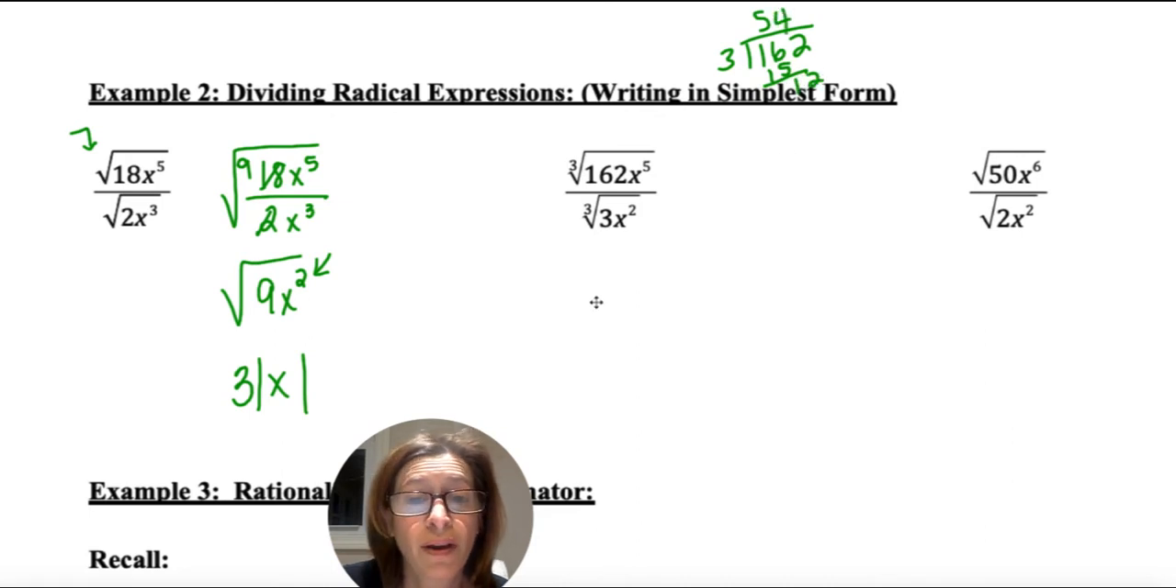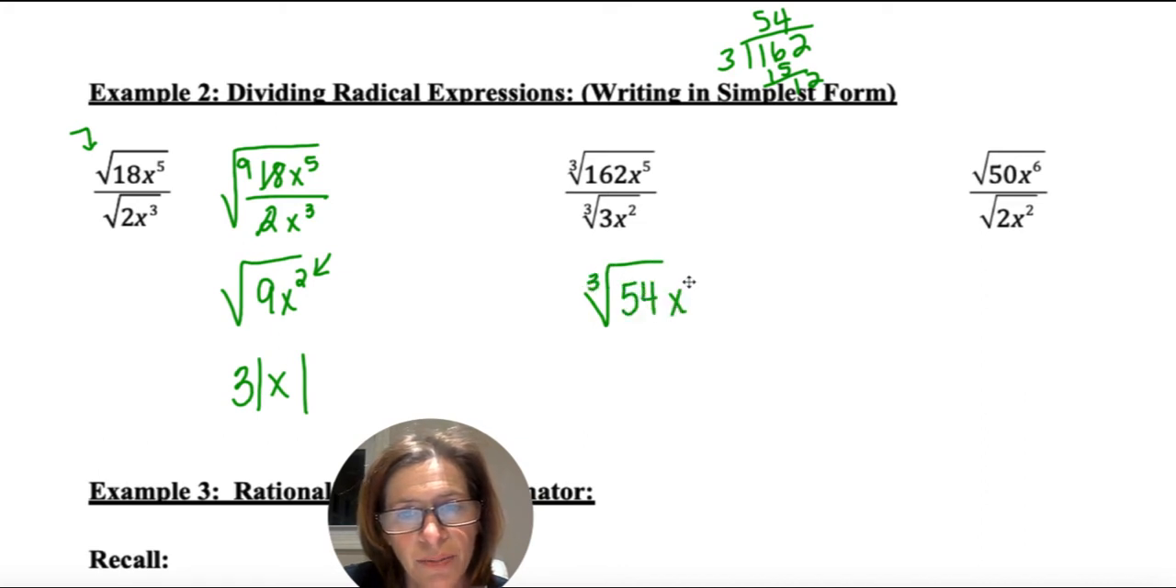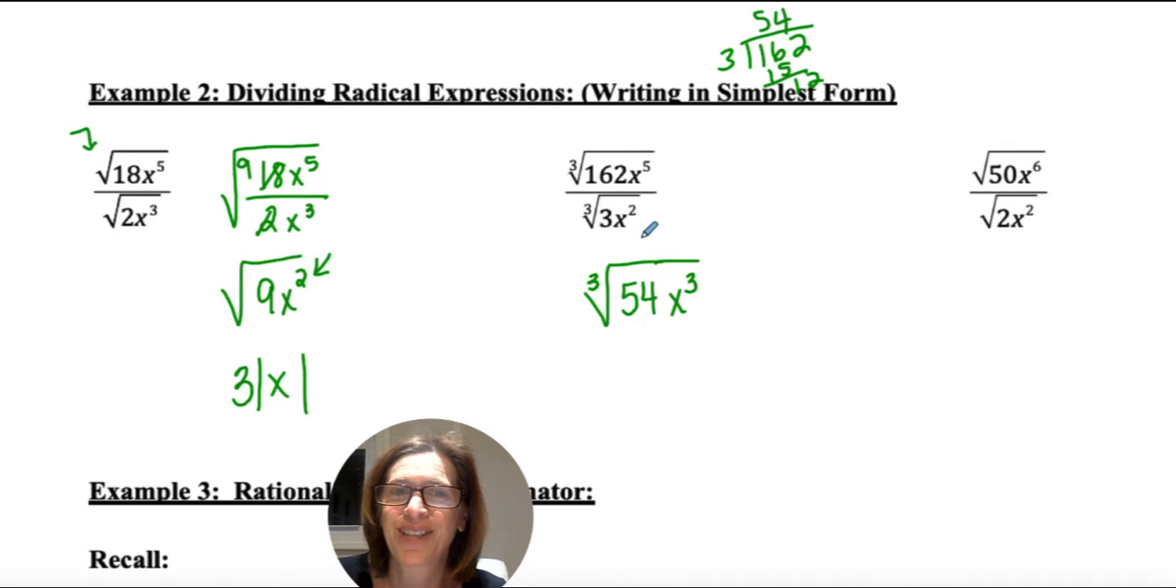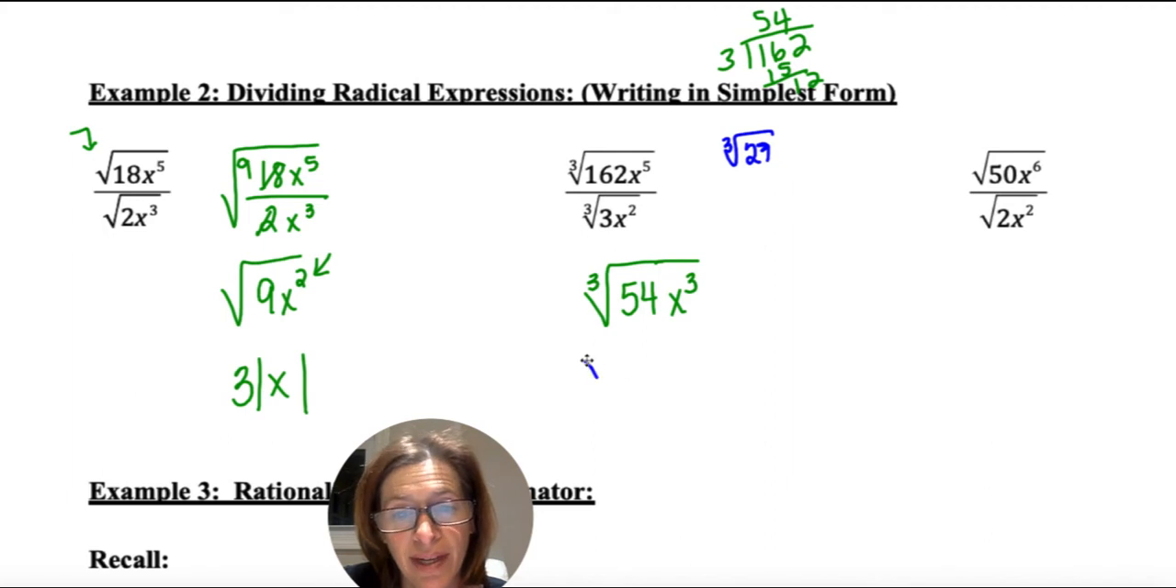Is 54. Okay, so we've got the cubed root of 54x cubed. Now I have to simplify that. 54 is not a perfect cube, so I have to use some of the skills I learned in the previous days. I would probably see that the cubed root of 27 is a factor of 54, and it can be rewritten as the cubed root of 27 times the cubed root of 3, okay? And then I have x cubed still.